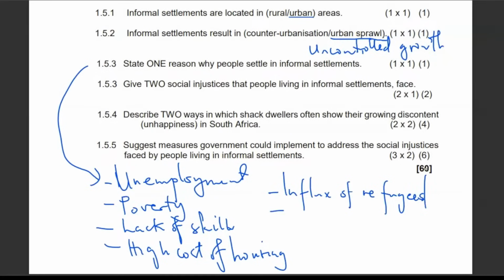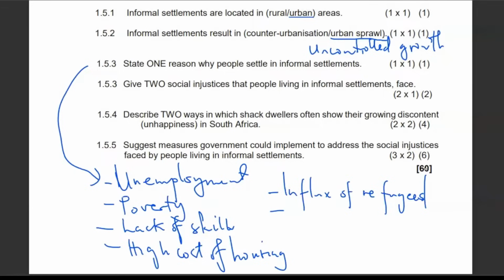Right. So if we try to analyze some of this, unemployment: if a person is unemployed, it's most likely they don't have a source of income. And without a source of income, you cannot afford staying in the formal settlements because you are supposed to pay rent. For that reason, you opt to stay in the informal settlements where the rentals are cheaper. In some instances, you can establish your own housing unit and you stay there without paying rent.